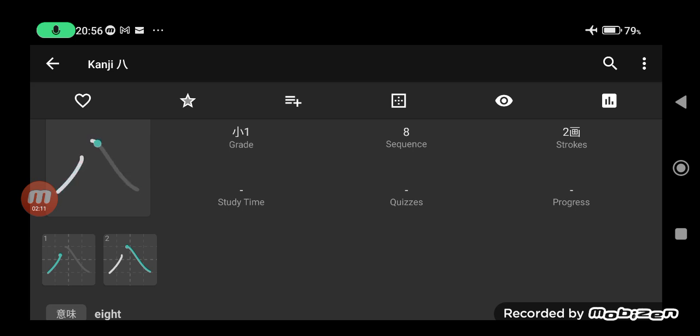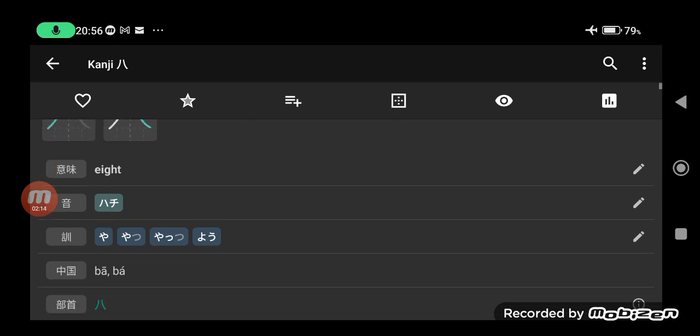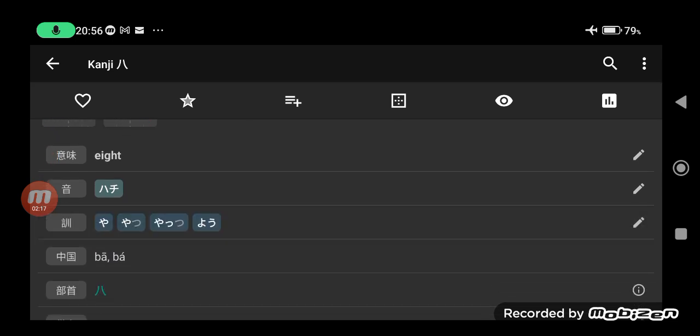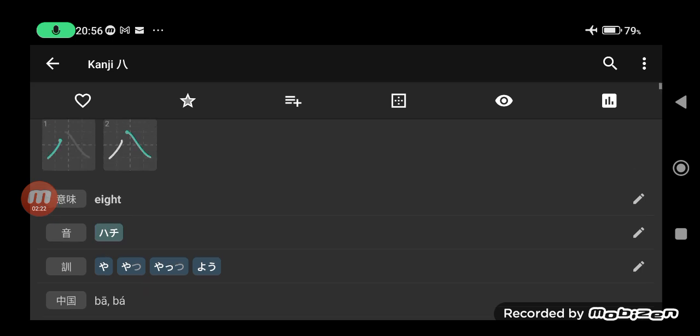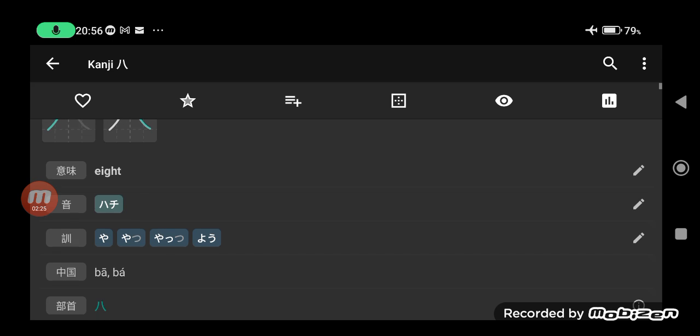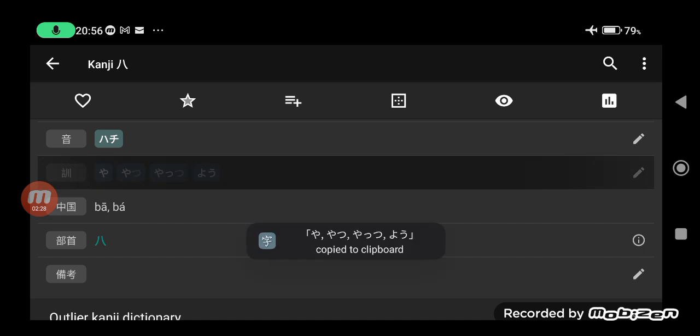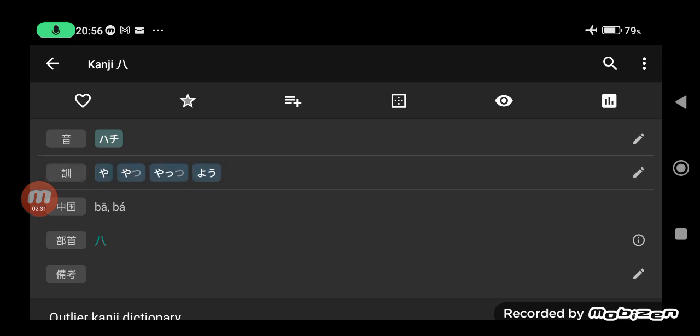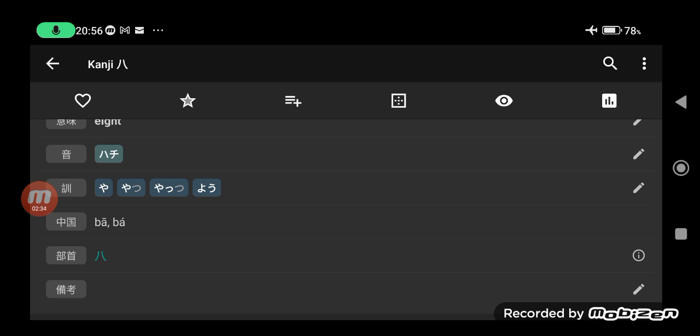So this is 8. The onyomi for 8 is hachi. This kanji has the onyomi hachi, meaning 8, and it has the kunyomi ya. The detachable part in the yatsu is that right part, the gray font tsu, and the third kunyomi is yatsu. The third kunyomi reading is yatsu.